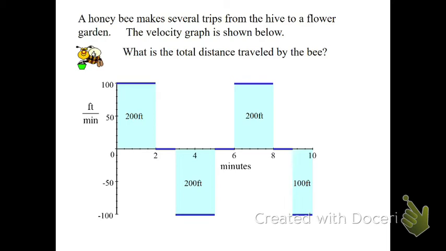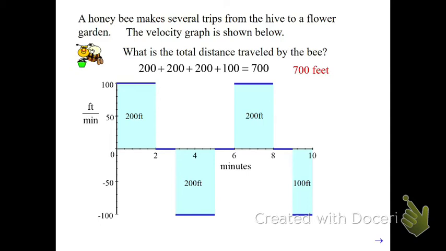Still, answer this question. Based on the last slide that I showed you, what is the total distance traveled by the bee? And remember, distance cannot be negative. You got your answer? Hopefully you said that the total distance traveled is 700 feet, because even when I drive to school and back from school, I'm traveling a positive distance.